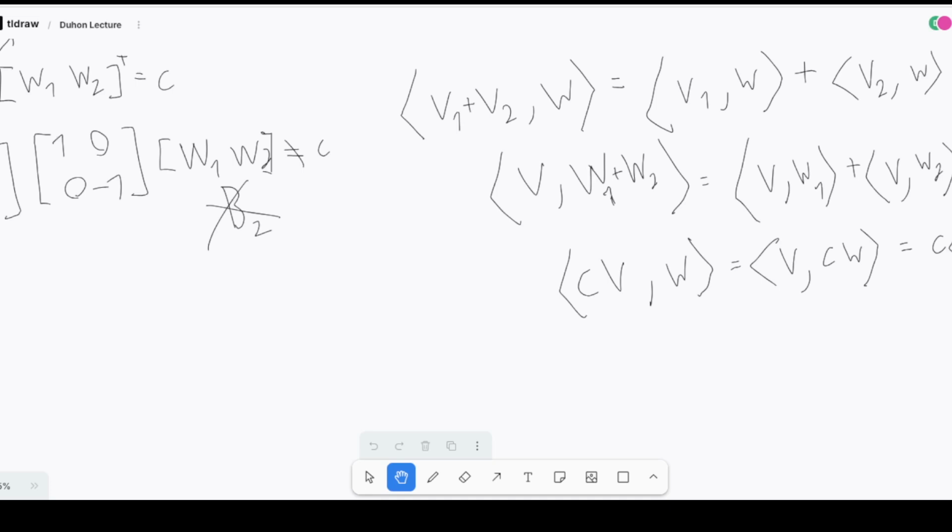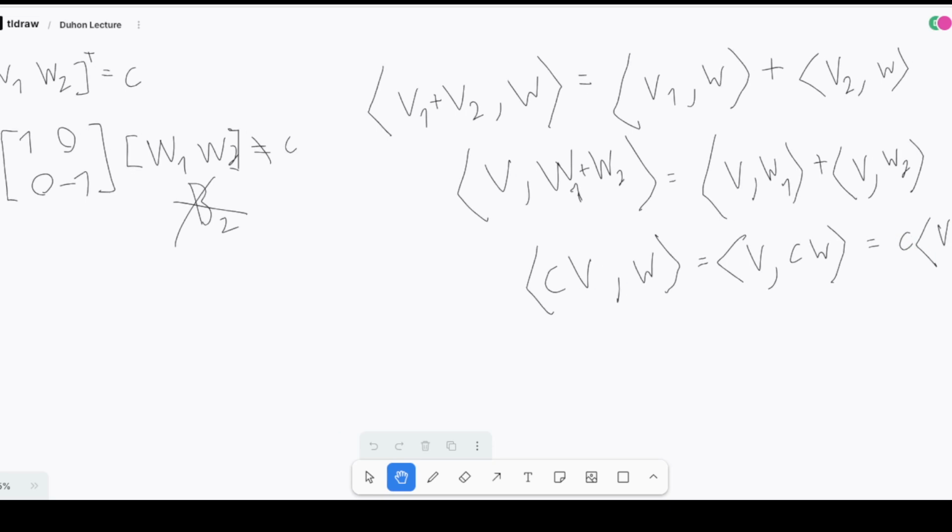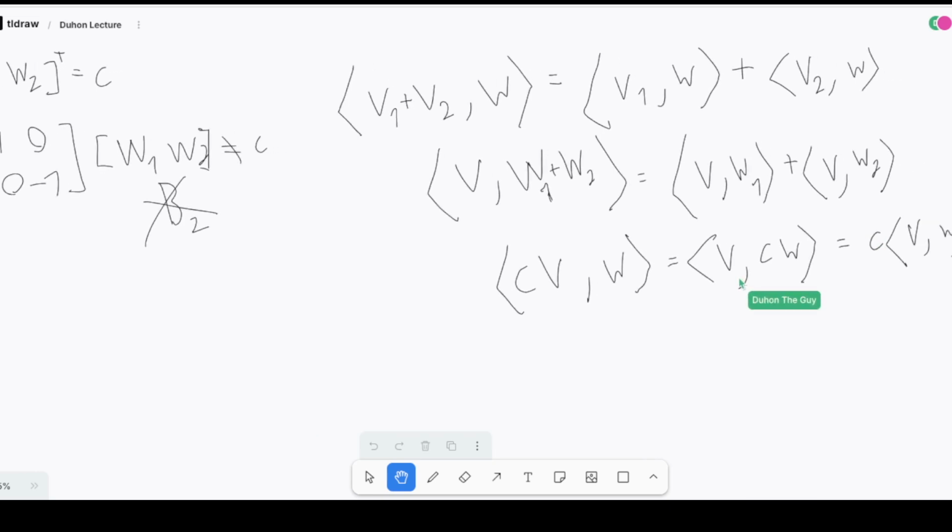So you can basically do a bunch of linear-ish things with it. You can separate, decompose the sums inside of the bilinear forms, and you can get scalars out of the bilinear form to do whatever you want, really.